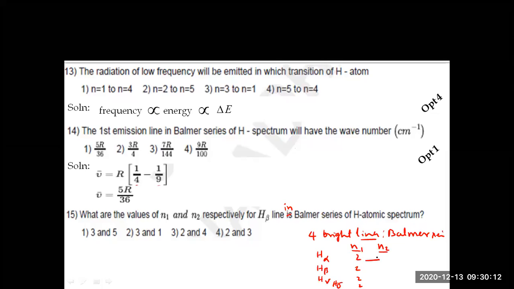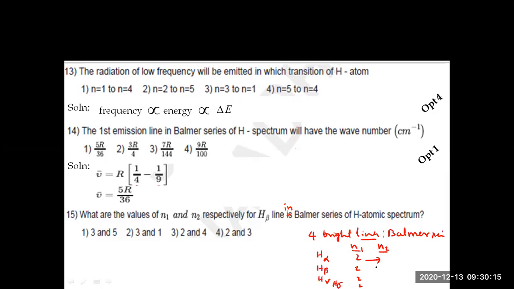N2 will be: this is 3, this is 4, this is 5, this is 6. Which means when an electron falls from the third energy level to the second energy level, it gives H alpha. Fourth to second gives H beta. Fifth to second gives H gamma. And sixth to second gives H delta. So they're asking about H beta. H beta is this one, that means 4 to 2. Don't worry about this arrow mark. It is from 4 to 2, so N1 and N2 should be 2 and 4.